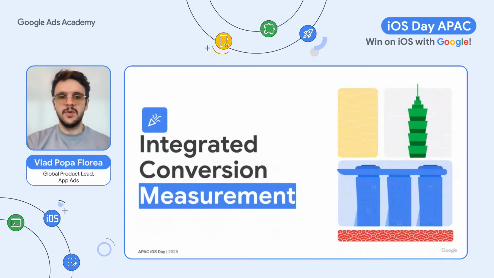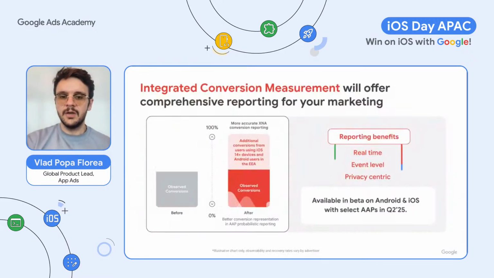Let's talk about our newest solution called integrated conversion measurement. Integrated conversion measurement in your mobile attribution partner reporting. We are excited to expand our conversion reporting to provide enhanced event level measurement for your iOS conversions in your MMP reporting surfaces, as well as through server-to-server solutions, such as the App Conversion Tracking API, if you are an advertiser that uses their own BI for attribution purposes.